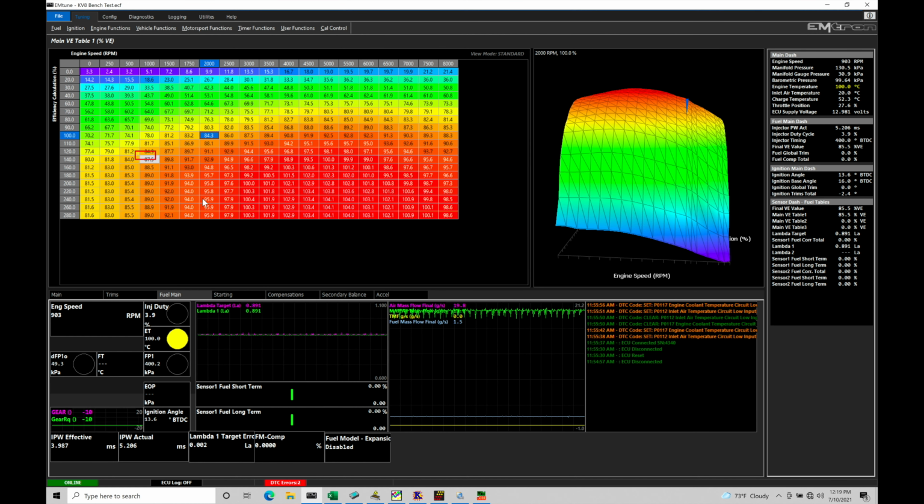Now, the third issue or disadvantage with tuning with a mass airflow sensor. We have the potential to have reversion.